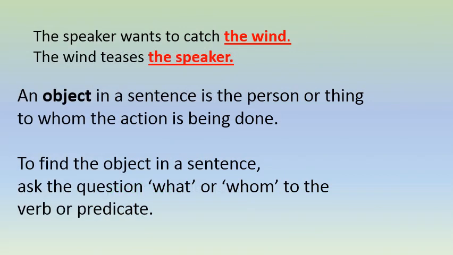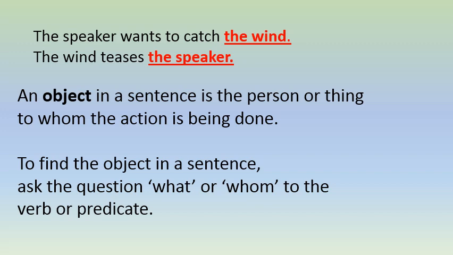Some sentences have an object as well. Look at the sentences shown here. The speaker wants to catch the wind. The wind teases the speaker. Children, look at the highlighted words. The highlighted words are called objects. An object in a sentence is the person or thing to whom the action is being done. An object is nothing but the person or thing to whom the action is being done.